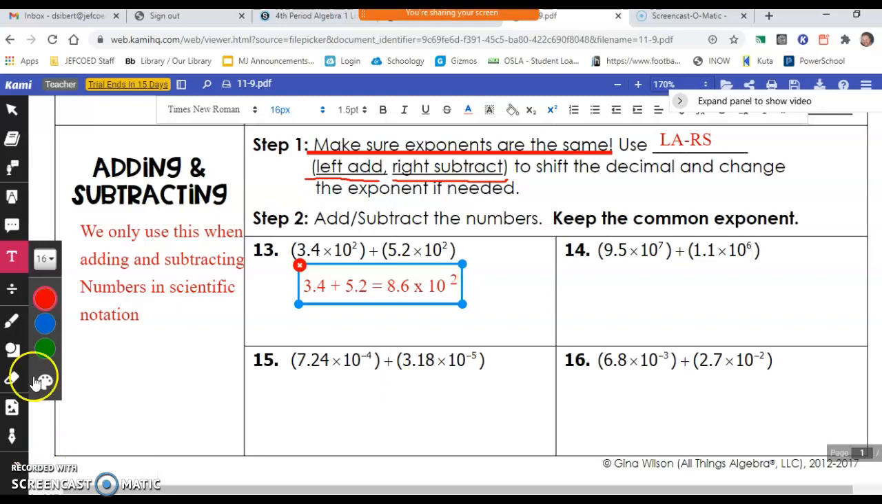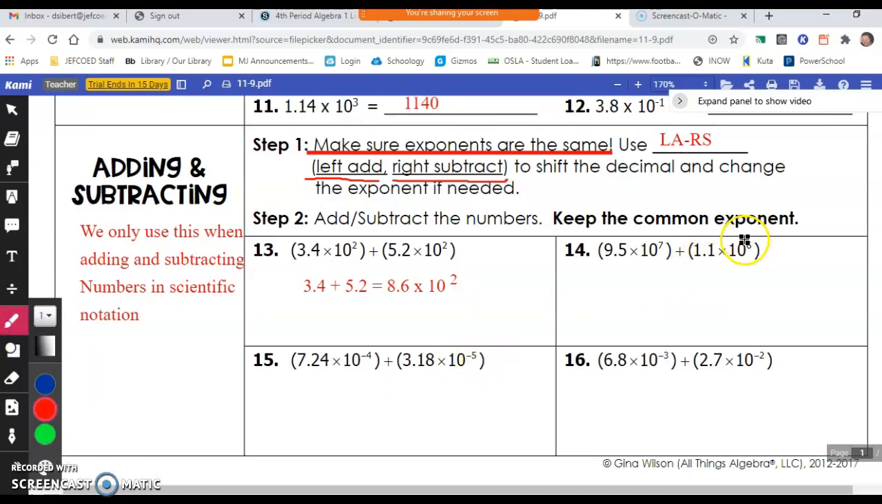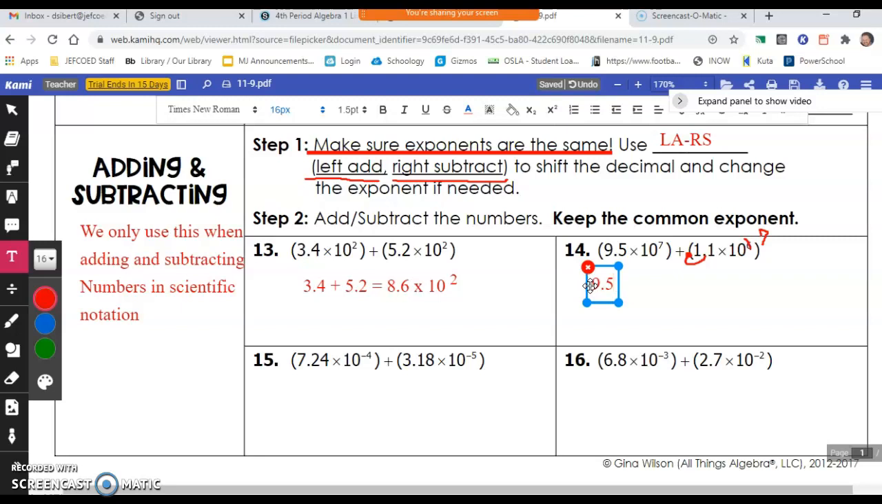All right, so here we want to adjust the 6, raise it to a what? 7. So to get that 6 to a 7, did we have to add or subtract? You add. So add tells me that I move my decimal to the what? Left. So we're going to move the decimal to the left for this one. Then we end up with 9.5 plus 0.11, and that should equal 9.61 times 10 to the 7th power.